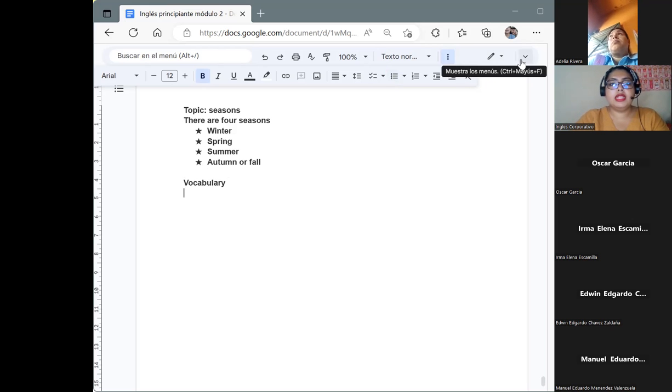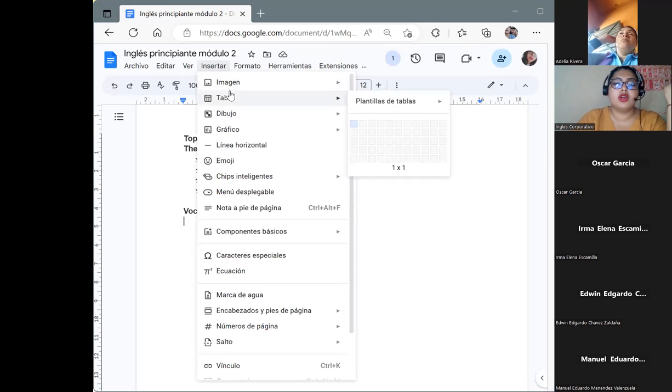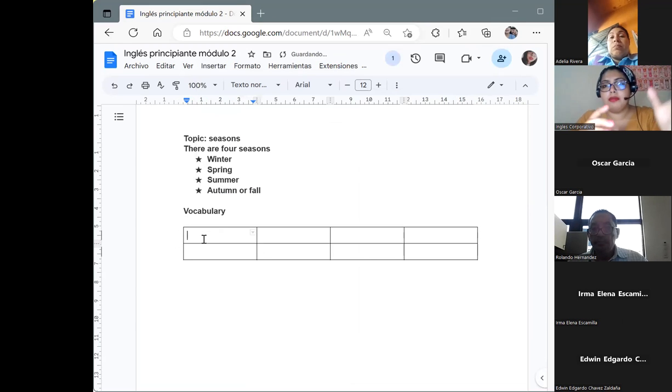In this case, it's related to words that we can use or words that we can think about when you are talking about the four main seasons. En este caso, solo son como palabras relacionadas, ¿verdad? O palabras que nosotros podemos llegar a pensar cuando se nos mencionan las estaciones del año. Bien, acá tenemos cada una de las estaciones.